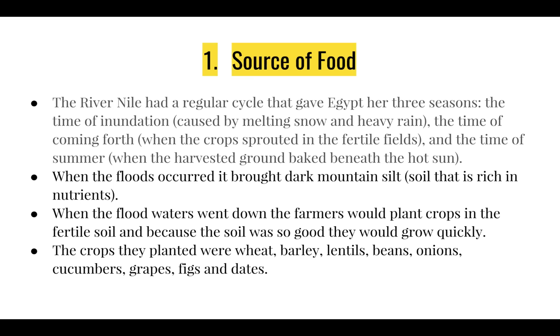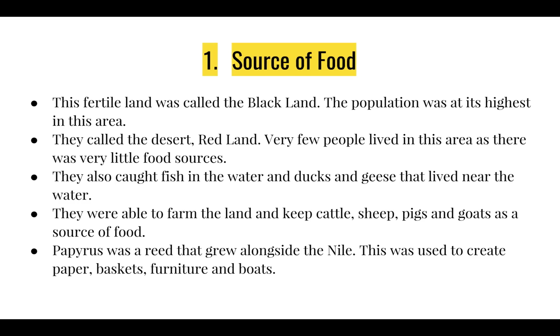And they planted lots of different things. So you can see there they've got wheat and barley and lentils, things like grains. But then they also had beans and onions and cucumbers, so vegetables, and then grapes and figs and dates. They had fruit as well. So the Nile gave them a variety of food sources, not just one type.